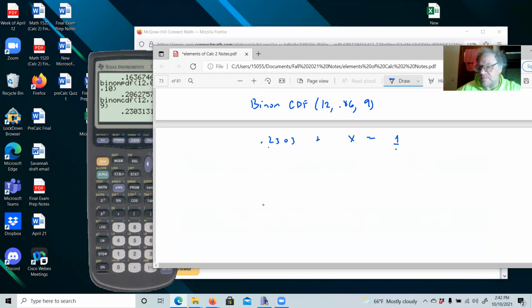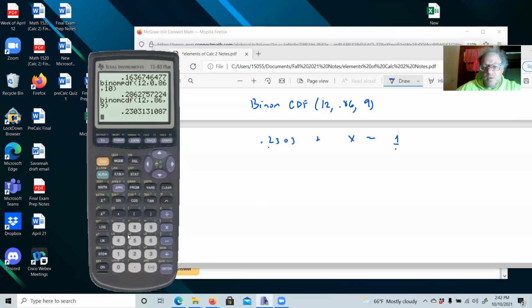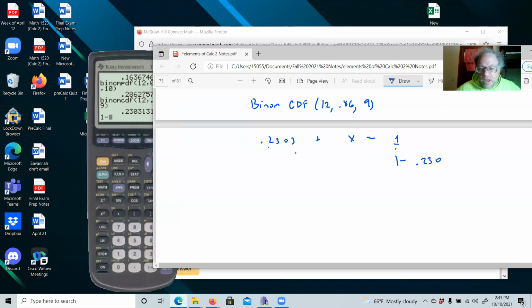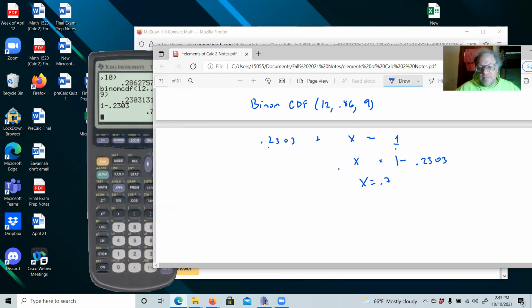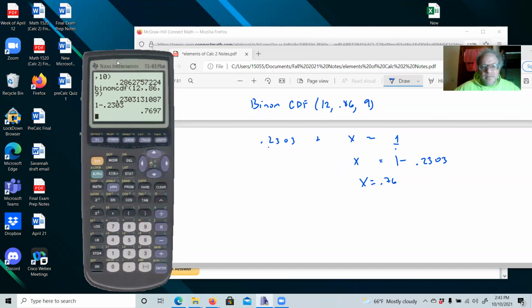Plus, I don't know what 10, 11, and 12 are yet, but whatever it is, these two have to equal 1. All right, so 1 minus, give me a moment. Okay, so 1 minus 0.2303 is going to be my x. All right, so 1 minus 0.2303. You could have done this a more clever way and have more decimal places, but since they only want 4, let's just go with 4. All right, so we end up with x is equal to 0.7697.